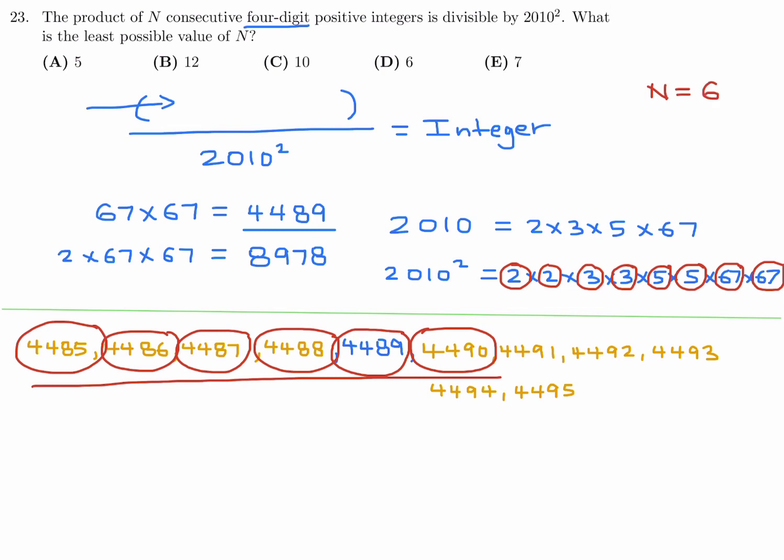And in the answer choices, 6 is the second smallest. Oh, I see. It's possible that 5 could be the answer, so we've got to keep going here, unfortunately. I was hoping that 6 was the smallest, but it's not. Okay, so let's go in this direction now.